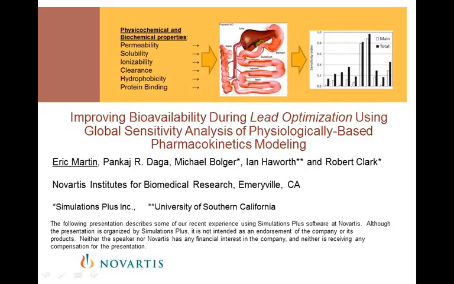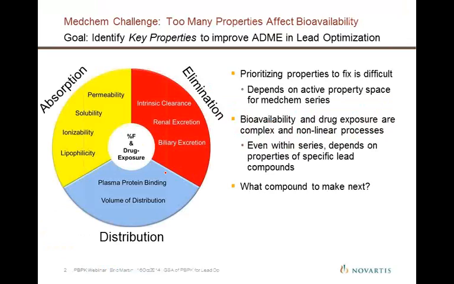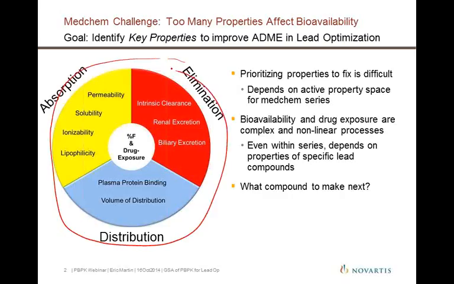I appreciate this opportunity to present the work that I and my many coworkers have been doing in improving bioavailability during lead optimization using global sensitivity analysis of physiologically based pharmacokinetic modeling, and primarily, of course, Pankaj, who is the person who's actually done the real work behind this. The problem we're trying to address is the dilemma faced by a medicinal chemist when there's an exposure problem, in this case, too little oral bioavailability, because there's a tremendous number of input compound properties that they might consider trying to modify in order to improve the bioavailability.